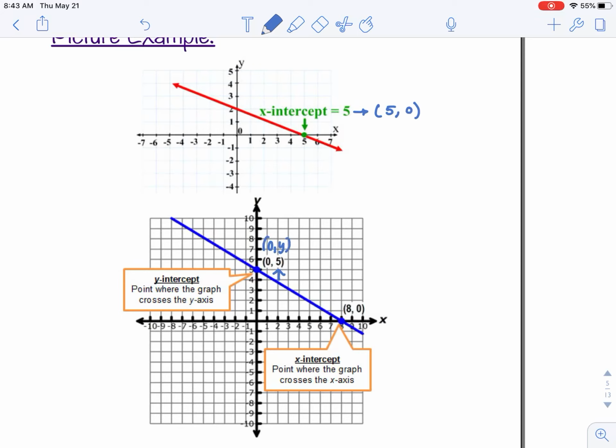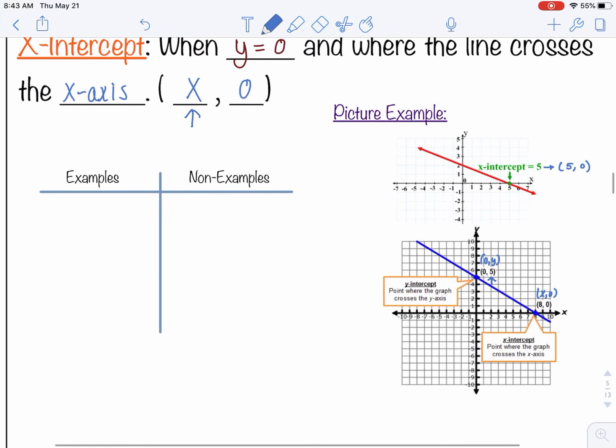And then here we have our x-intercept, the point where the line crosses the x-axis. And that is x, comma 0. So when we have one number and the other one is 0, the number that we have, it's that intercept. So if it's 0, comma 5, we have the y value, that's my y-intercept. If I have 8, comma 0, we have the 8 in our x value. And the other one's 0. That's our x-intercept. So let's look at a few examples.